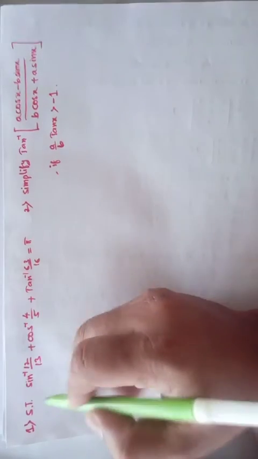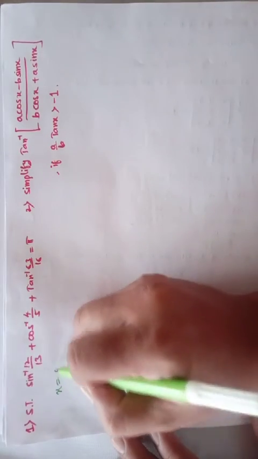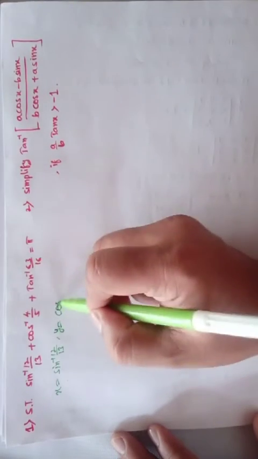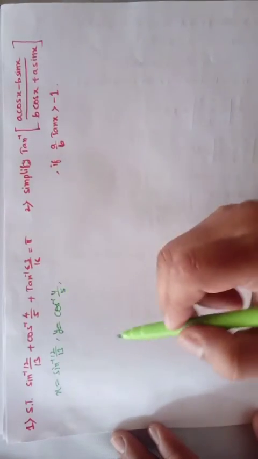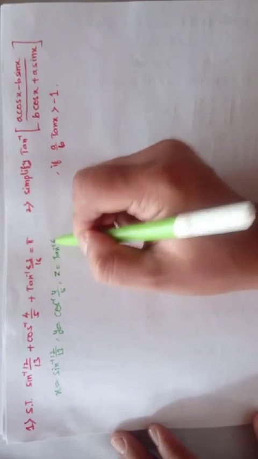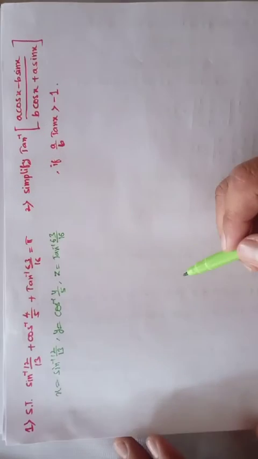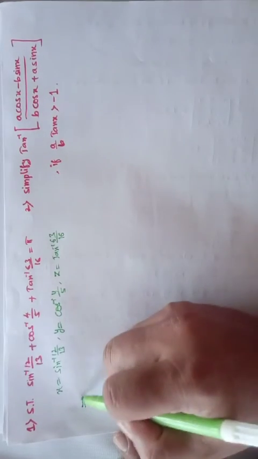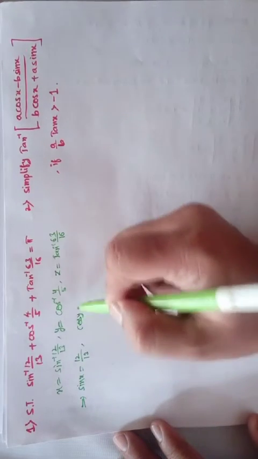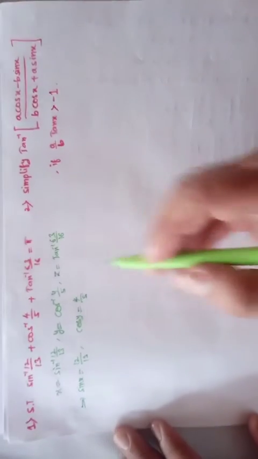We'll see. So consider the first term, x is equal to sin inverse of 12 by 13. This particular term is x, this particular term is y. Y is equal to cos inverse of 4 by 5, and next this term is z. Then z is equal to tan inverse of 63 by 16. Now we'll see. So we can make sin x is equal to 12 by 13, cos y is equal to 4 by 5, and next tan z is equal to 63 by 16.